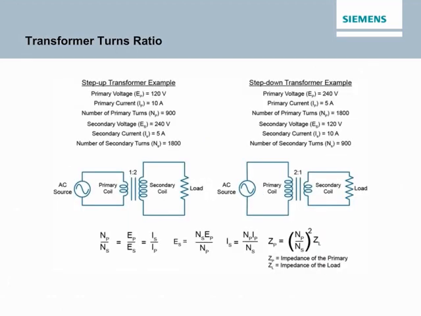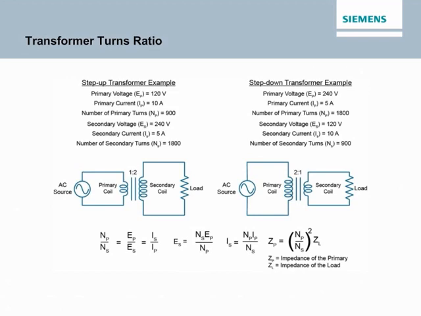There is a relationship between primary and secondary voltage, current, and impedance, and the ratio of transformer primary turns to secondary turns. When the primary has fewer turns than the secondary, voltage is stepped up from primary to secondary. For the circuit on the left, the transformer secondary has twice as many turns as the primary, and voltage is stepped up from 120 VAC to 240. Because the impedance of the load is also higher than the impedance of the primary, current is stepped down from 10 to 5 amps.